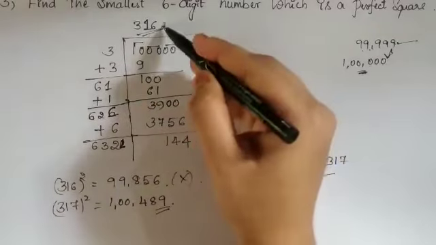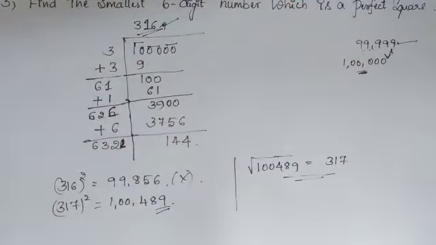Okay, so this is how we are able to find the smallest 6-digit perfect square. It is told by the quotient. What is the quotient you are getting? Around that quotient only you will get the smallest 6-digit perfect square. Okay, this is about the third problem. Let us solve the fourth one.